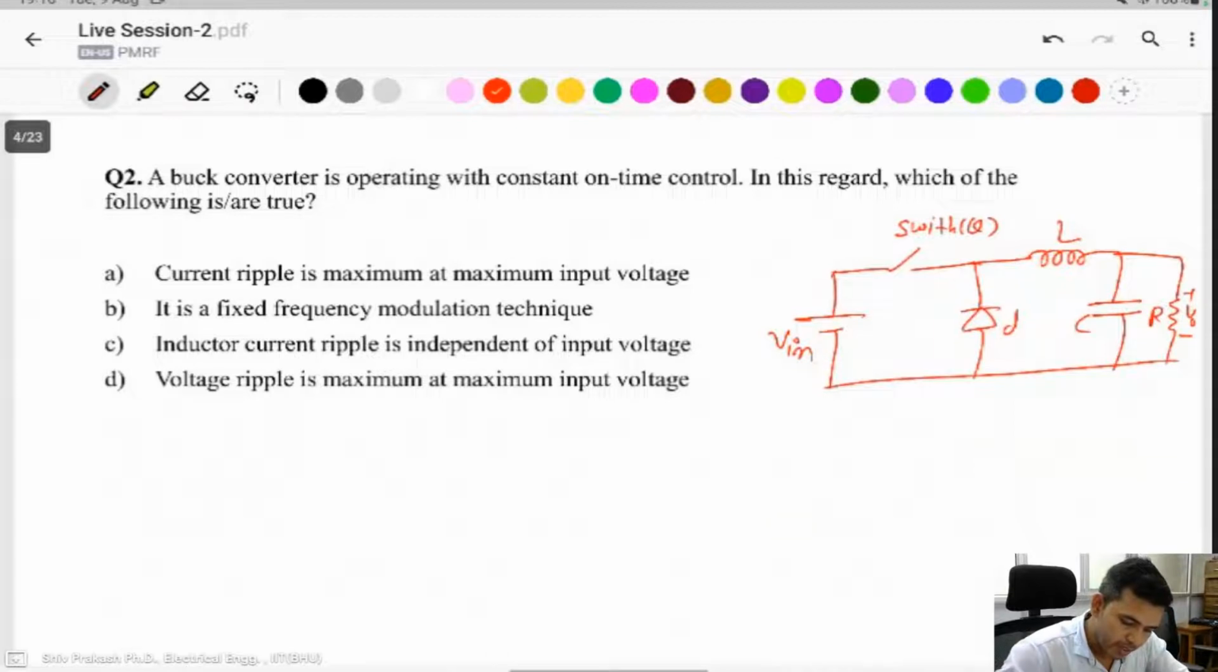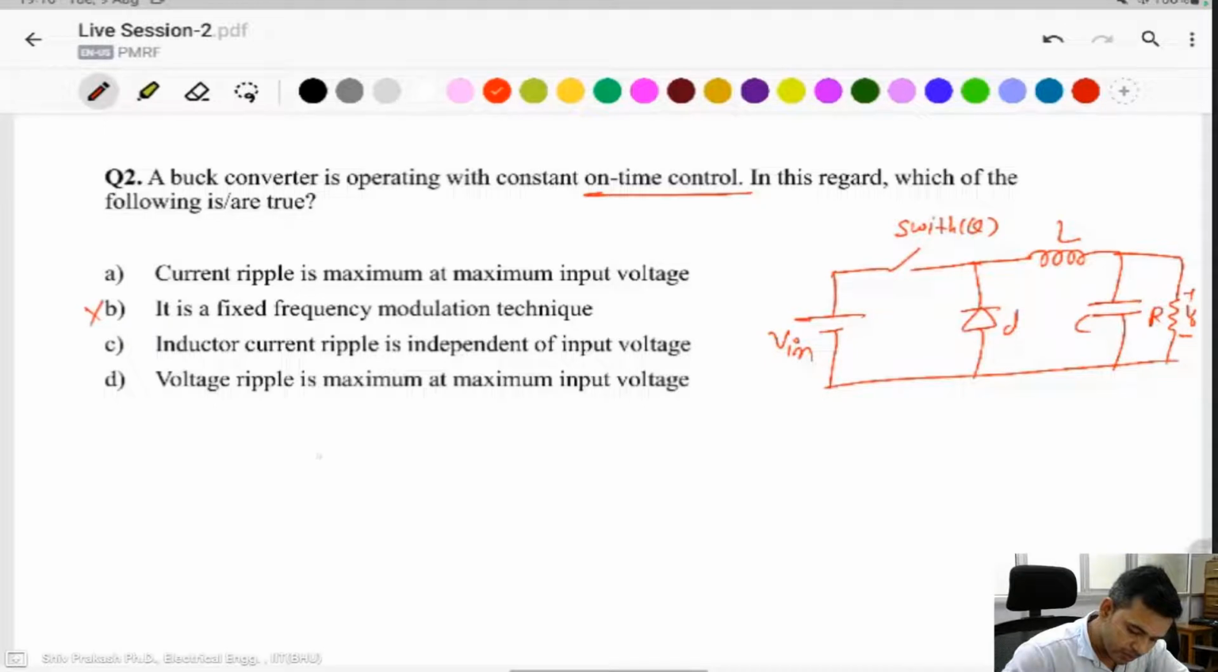You know the ripple current in the buck converter is given the on time control. It means on time control is not defined as fixed frequency. It can vary the frequency. That's why this option will not be correct. On time control is given and off time control is not given. If you control both on and off, then it fixes the frequency. If you only control on time and not off time, then frequency can vary.